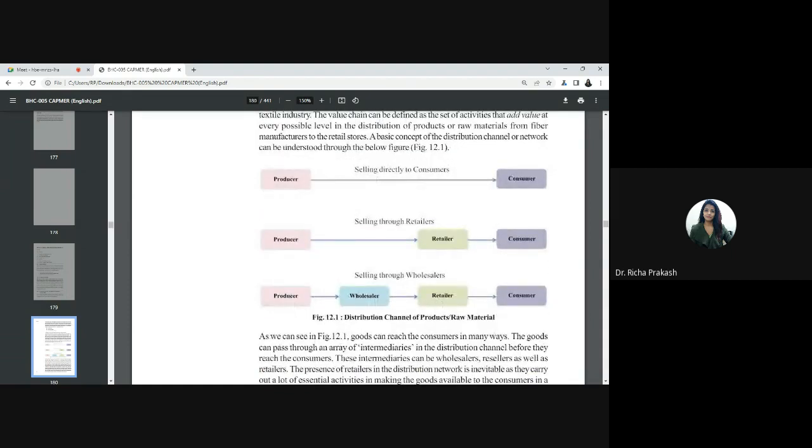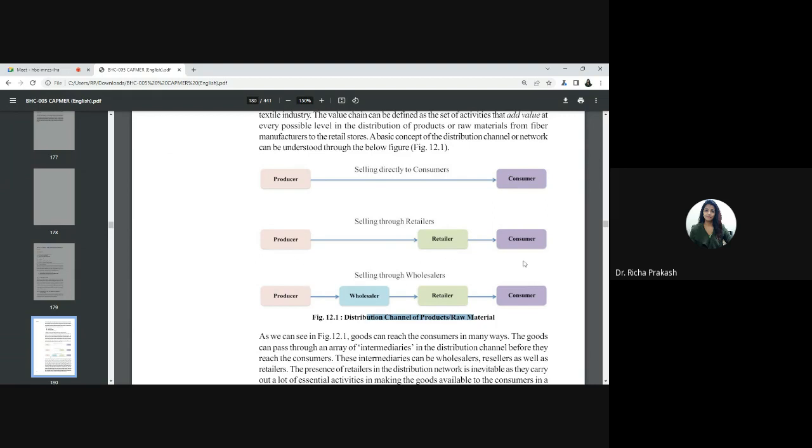Now, this is the distribution channel of products or raw materials. How is it basically distributed? There are three ways it can be done. First is from producer to consumer directly, so selling directly to the consumers. This happens especially with small scale businesses, startups and all. For example, I am making some tailored tops and kurtas at my home, and I'm just selling them to my friends, neighbors and family around me. That's something where, as a seller, I'm selling directly to the consumer. So that's from producer to consumer.